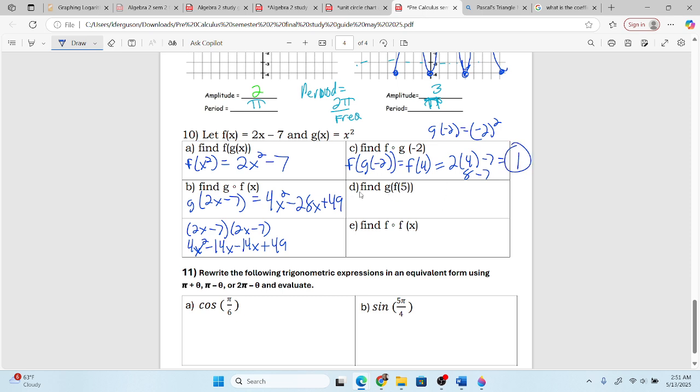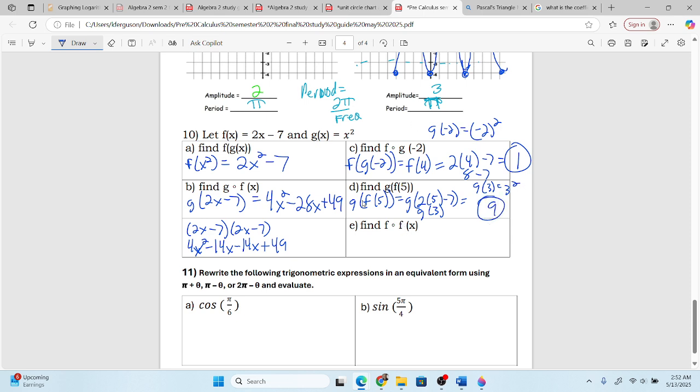Okay, so g of f of 5. F of 5, I just plug in 5 here. So it's going to be g of 2 times 5 minus 7. That's 10 minus 7. That's g of 3. So what's g of 3? That's going to be g of 3 equals 3 squared. So the answer is 9.